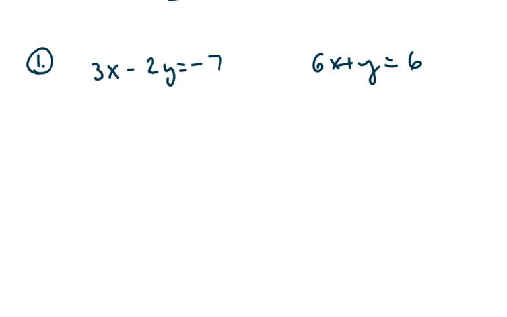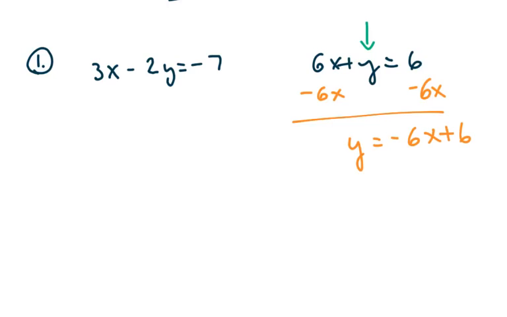So, take a look at these two equations and ask yourself, out of the two equations, which letter would be the easiest to isolate and in which equation? So hopefully you said the second equation, it would be easiest to isolate the y. Why? Because if you subtract 6x from both sides, y equals negative 6x plus 6.